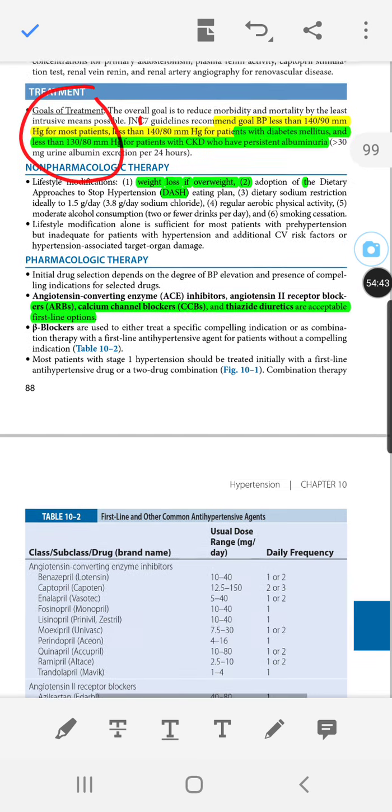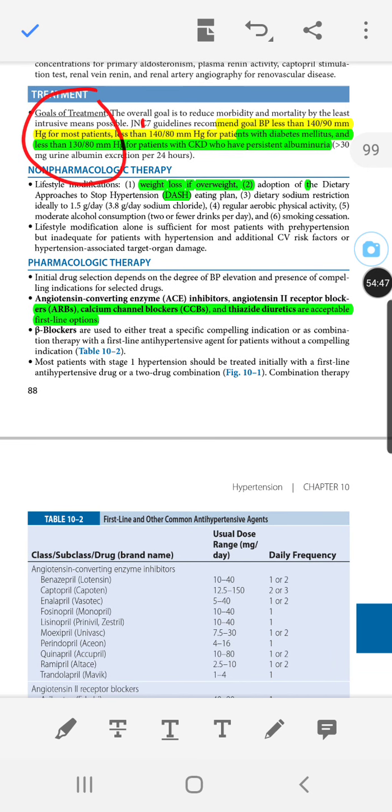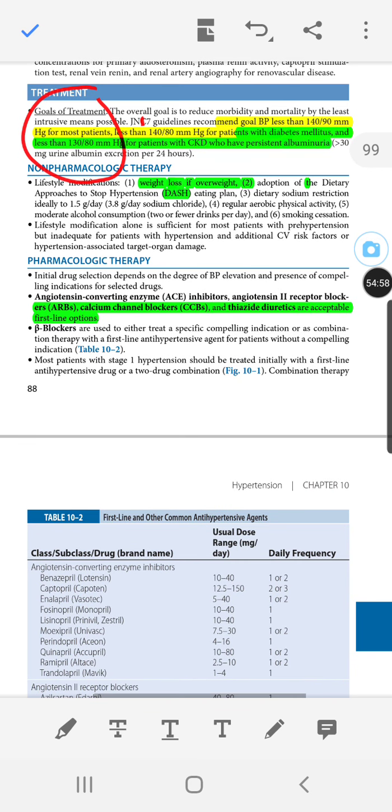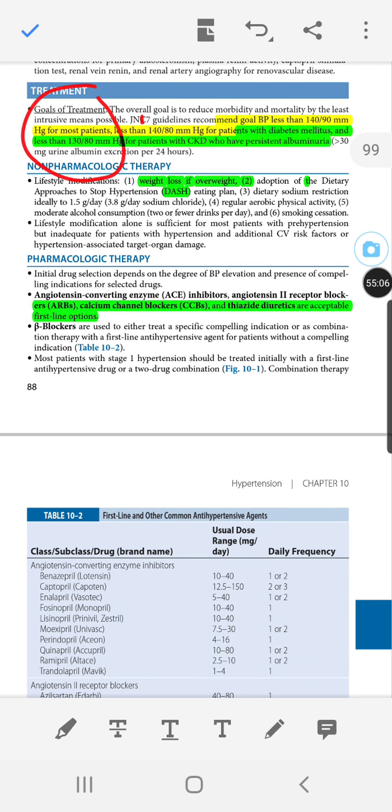If the patient has less than 140/90 for most patients. Normally, the blood pressure should be less than 140 by 90. So 140 by 90 is the range. So normally the blood pressure should be less than 140 by 90.